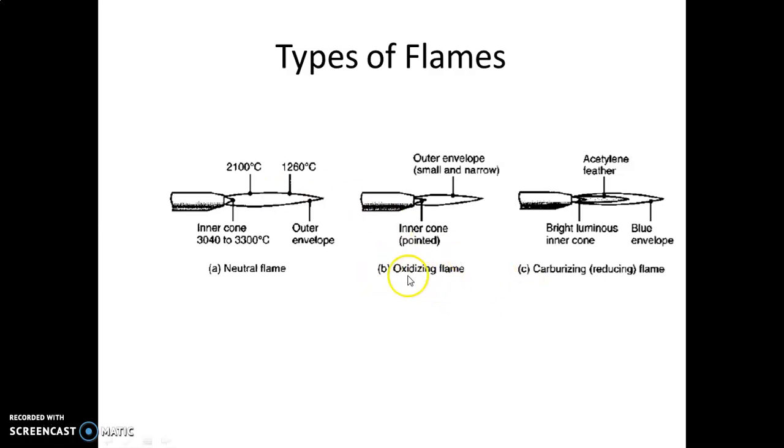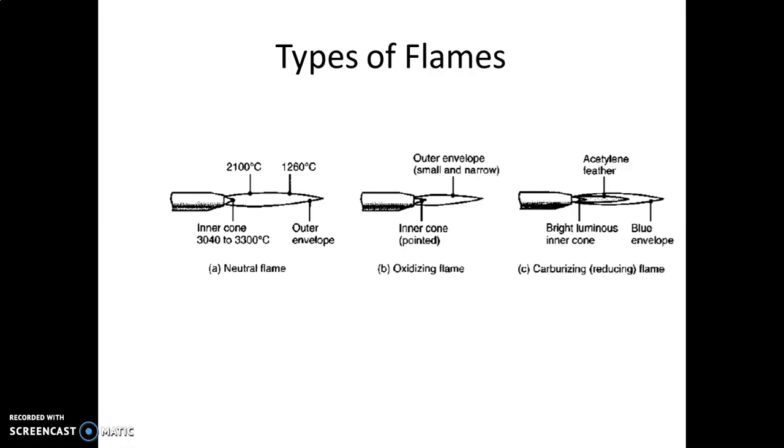Second type of flame is oxidizing flame. As the name says, oxidizing means the content of oxygen is much more than acetylene gas. Here two phases are represented, the inner cone that is pointed, and the outer envelope that is small and narrow. So in this, the amount of oxygen is greater, which can be harmful especially for steels.